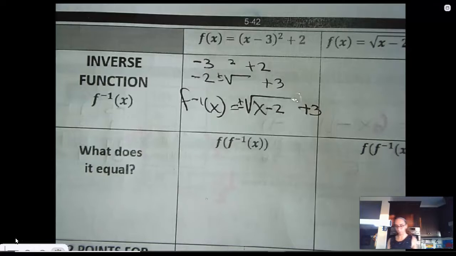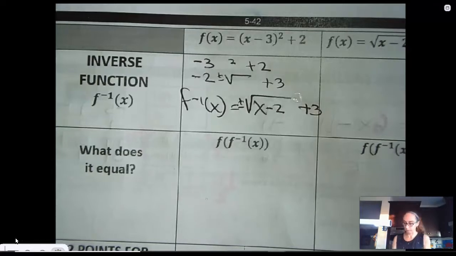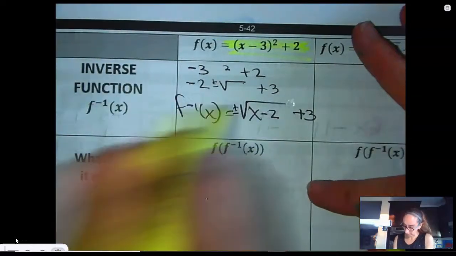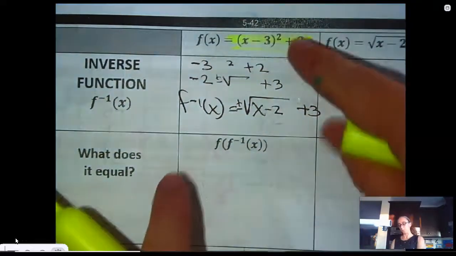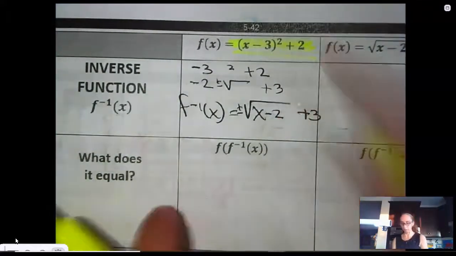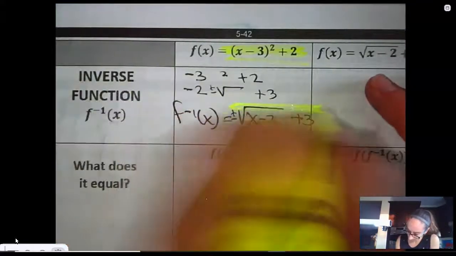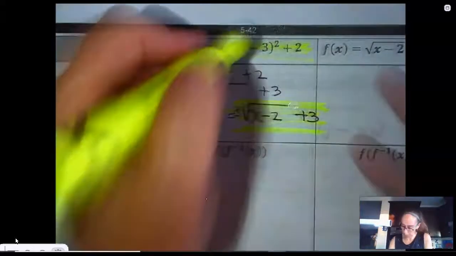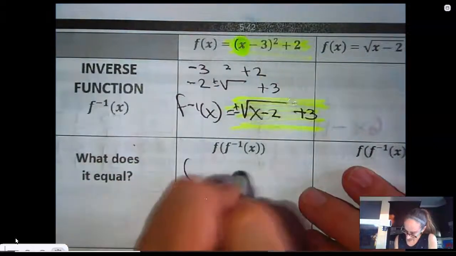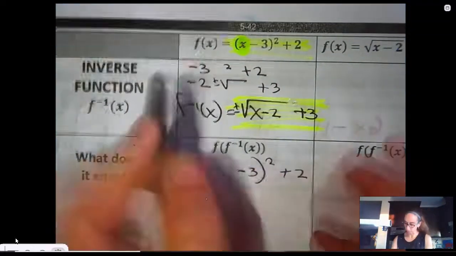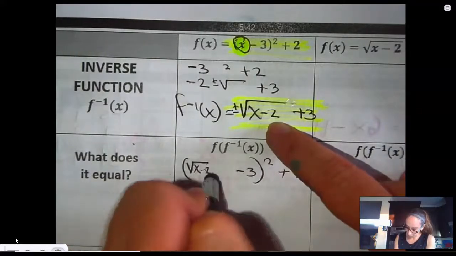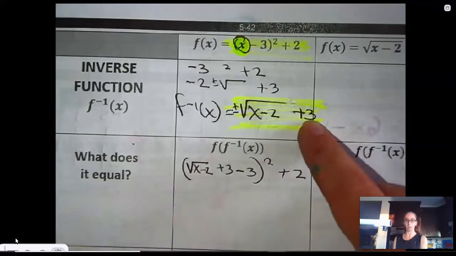So how do I know if I did it right? What am I going to do? I'm going to take all of this, which is this, and, you know what they're saying? They're saying this time, don't put this in there. This time they're saying take this and put it in there. So this time they're saying, hey, take all of this and put it in that little spot right there. So I'm going to go minus 3 squared plus 2. But instead of writing x, I'm going to write the square root of x minus 2 plus 3.